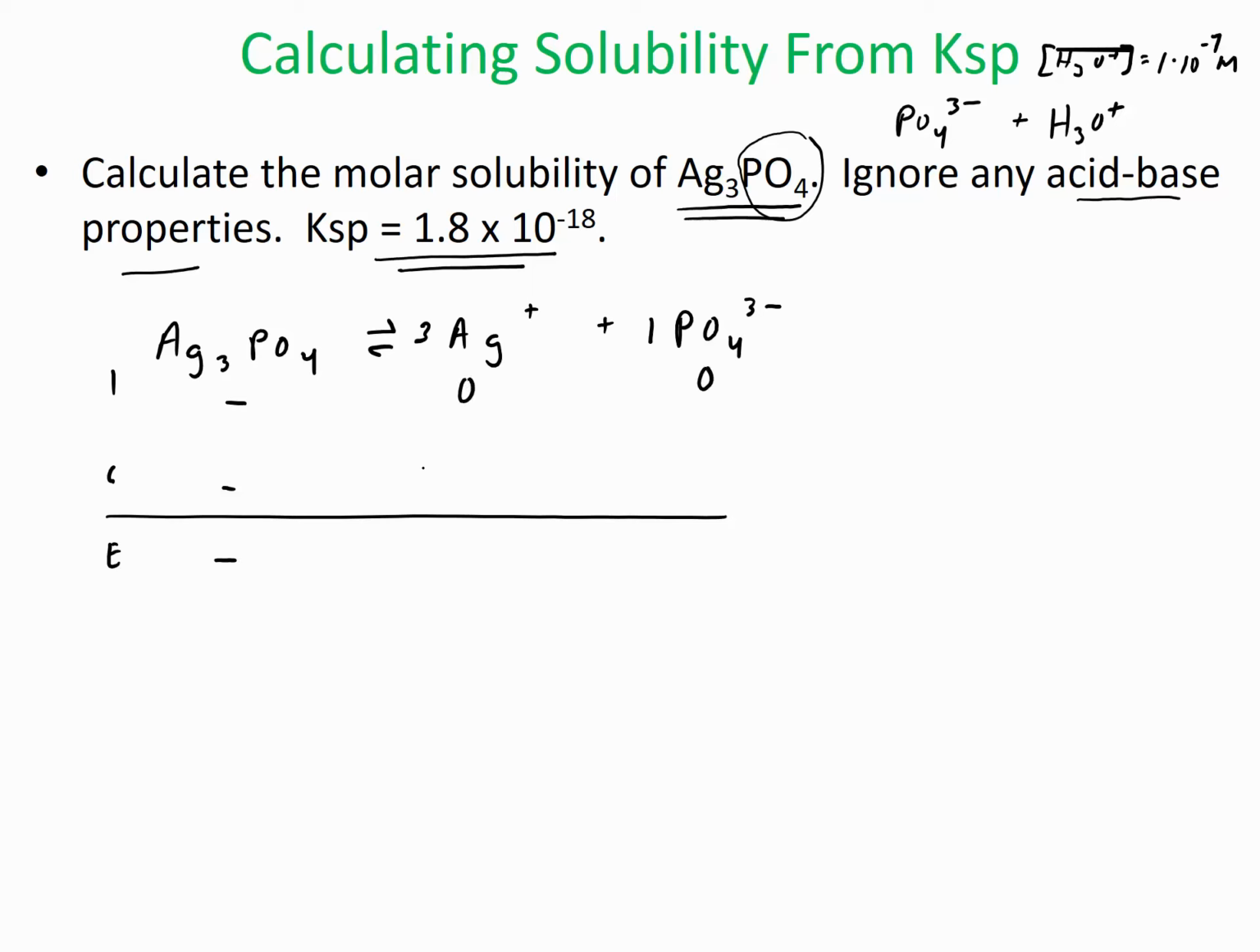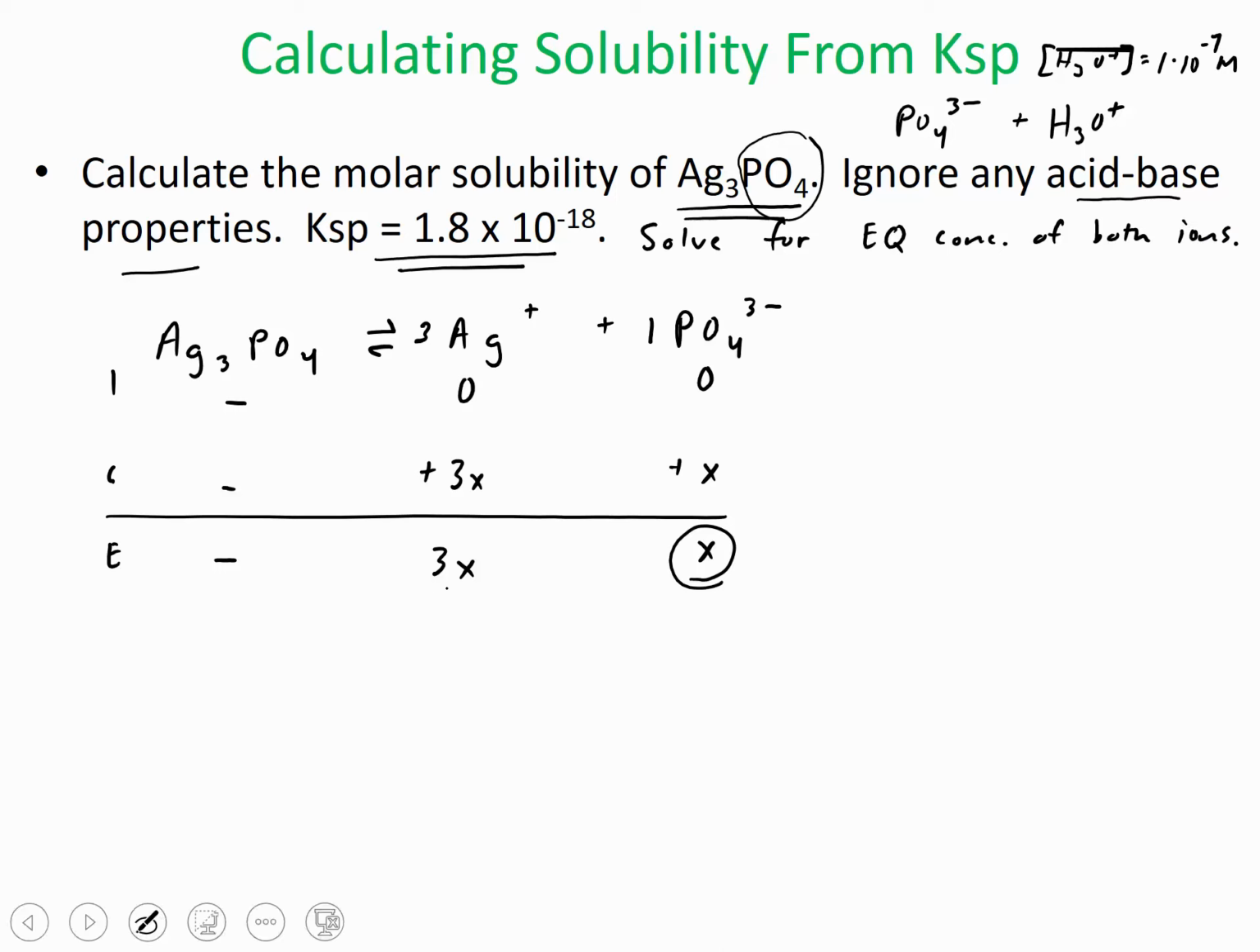Nothing is there yet. So this is going to go up by 3x, and the phosphate ion will go up by x. Okay, so this would be 3x, and this is x. So now, this time I'm given Ksp, and I need to solve for x here. So I'm also going to solve for the equilibrium concentration of both ions.